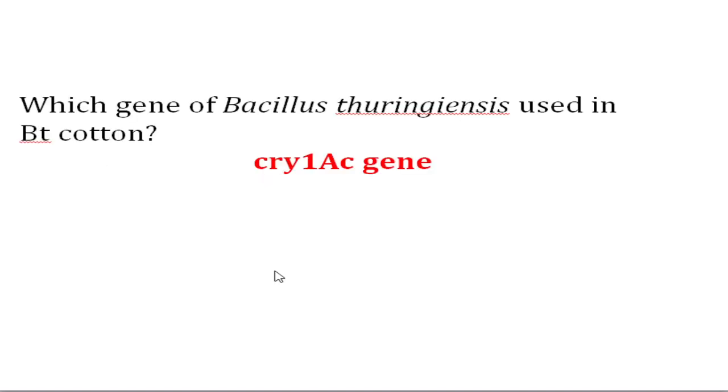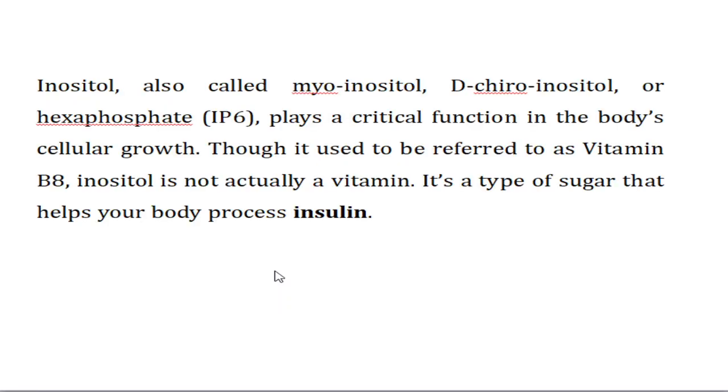Next, which gene of Bacillus thuringiensis is used in Bt cotton? It is the Cry1Ac gene that is employed.